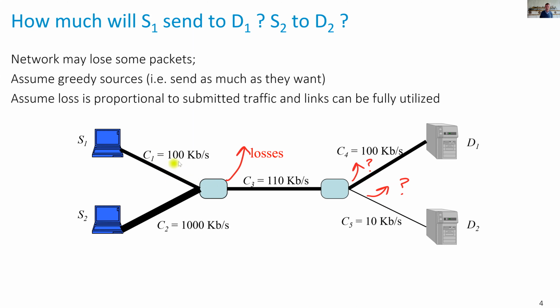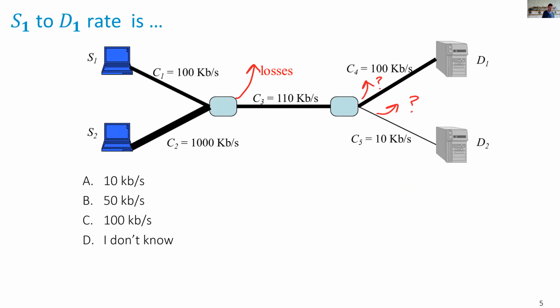So here, for example, this is submitting 10 times less traffic than this one. But the proportion of packets that are lost here should be the same for both flows. If we accept this assumption, what will S1 be able to send to D1 here? At which rate will S1 be able to send? Of course, S1 will send at the rate of 100 kilobit per second, but there will be losses.